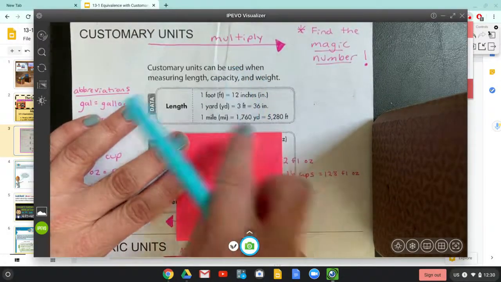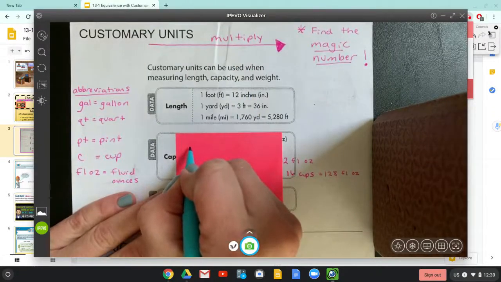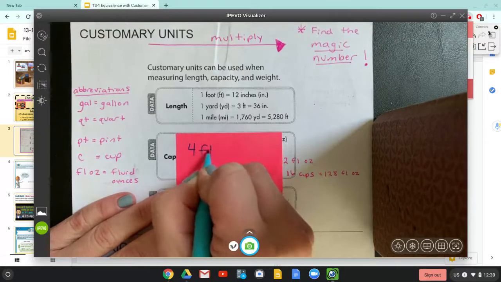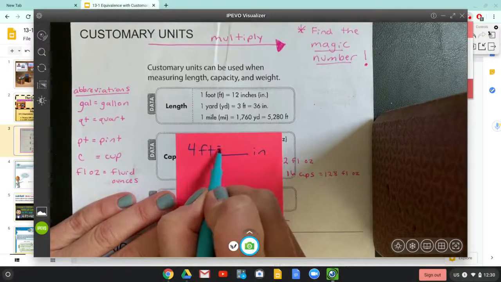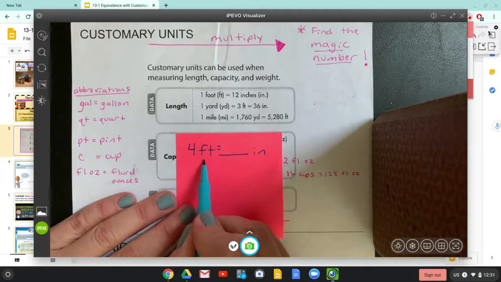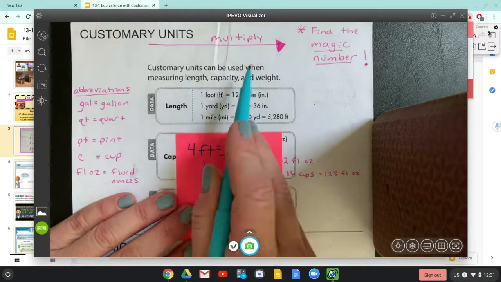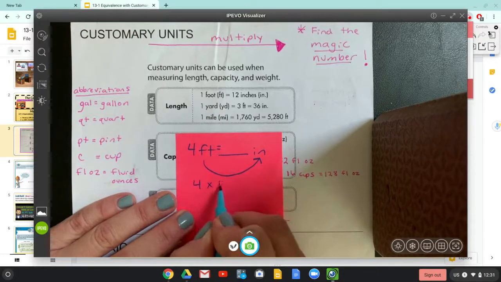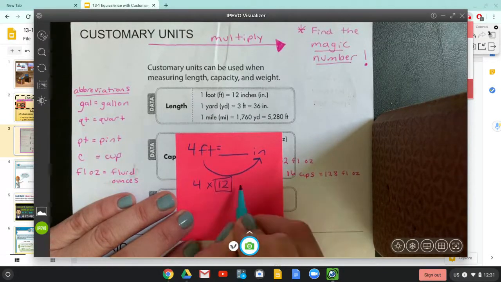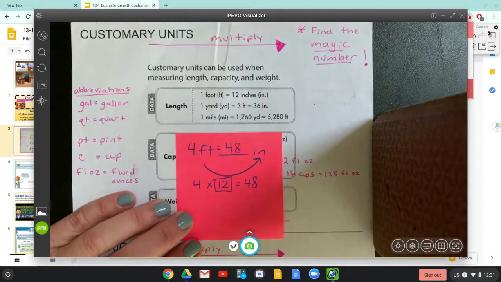So let's do a couple examples here. Let's say I have 4 feet and I want to know how many inches that is. So I'm going from feet to inches. So feet to inches, I'm multiplying, and my magic number is 12. So I would take 4 times 12, and 4 times 12 is 48. So 4 feet equals 48 inches.